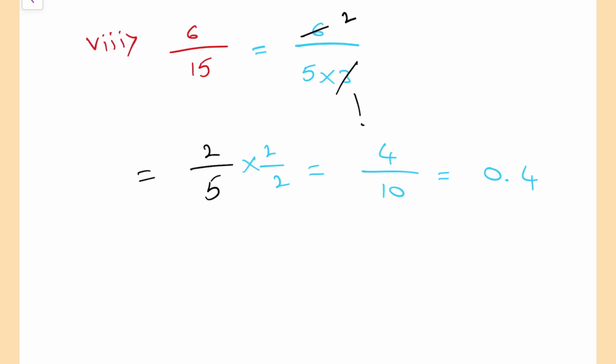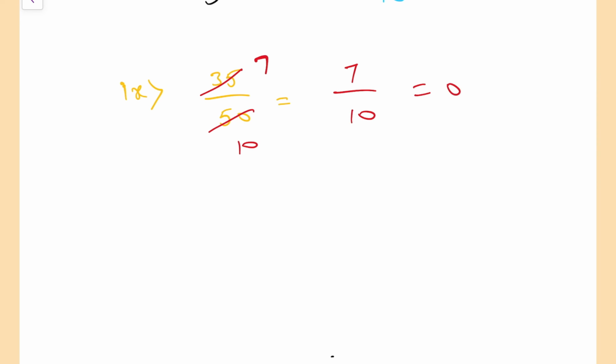It's very simple, 0.4. And the last one in that is 9th question. That is 35 by 50. This is very simple. See, 5 7s are 35, 5 10s are 50. So we remain with 7 by 10. 7 by 10 answer is 0.7.